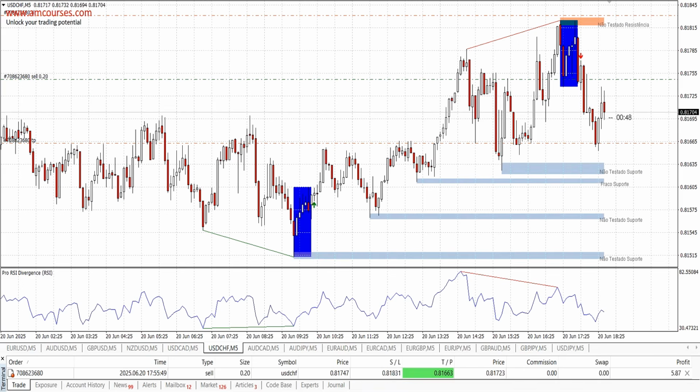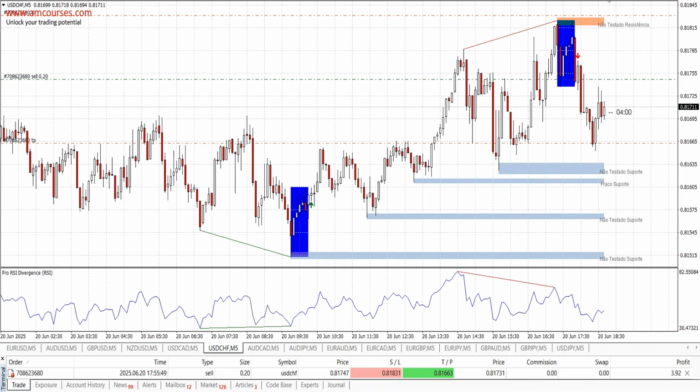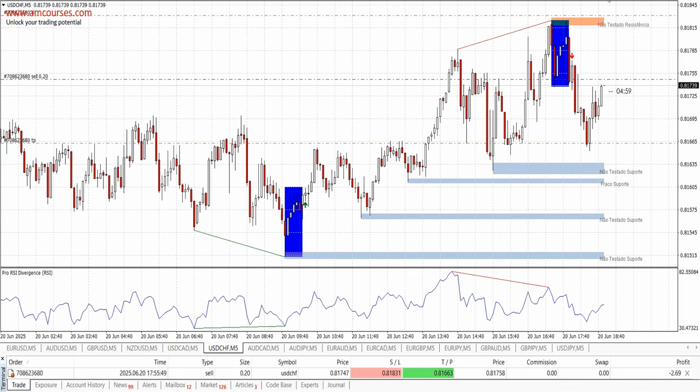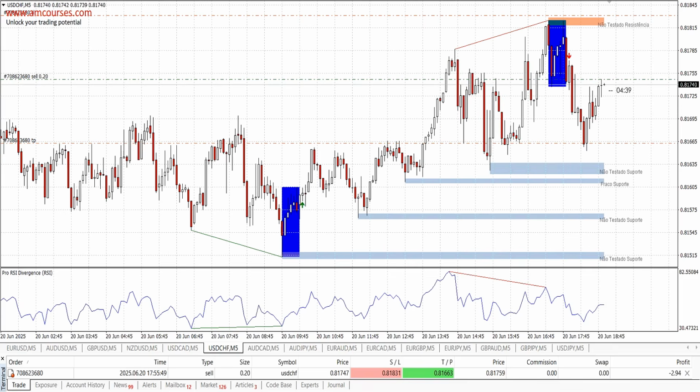Now let's break down how to use this RSI Divergence Indicator step by step, so you can trade with confidence and avoid guessing. Sell trade setup. Here's what you need to look for. Price is making higher highs, but the RSI is making lower highs. This is called bearish divergence. You'll see a red arrow on the chart. That's your first sign a reversal may be coming.